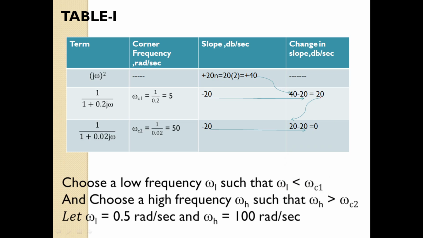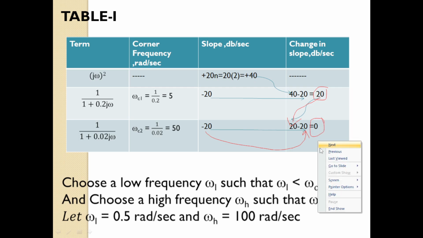Now write down this plus 20 in the next row, not the second row, sorry, the third row. In the third row, add the slope of that particular term to this slope value. So whatever you have got for the second term, write it down as it is in the third row and add it with the slope of the third term. If you add 20 minus 20, you will get 0. So this is the change in the slope.